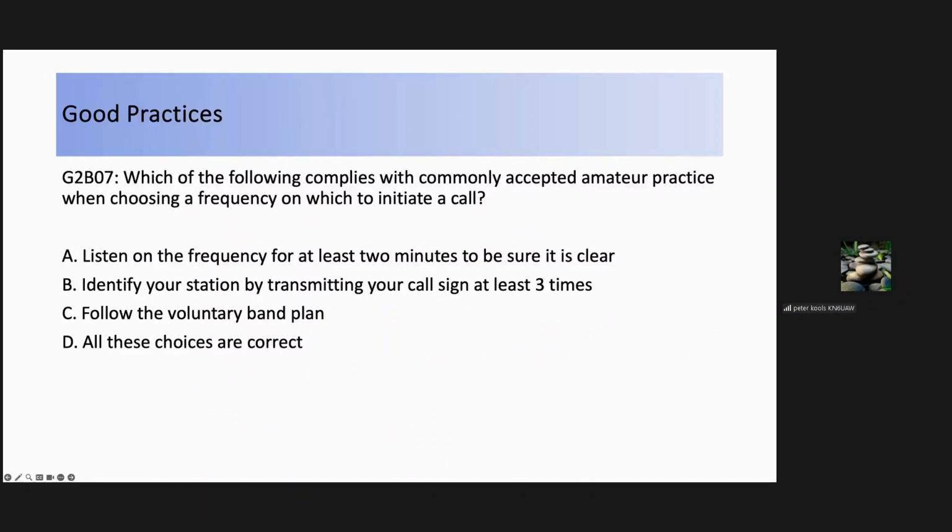Which of the following complies with commonly accepted amateur practice when choosing a frequency on which to initiate a call? Follow the voluntary band plan. You don't need to listen for 2 minutes. You should listen for some number of seconds, but you don't need to listen for 2 minutes. And you don't generally get in a situation where you're transmitting your call sign 3 times in a row. So again, follow the voluntary band plan.